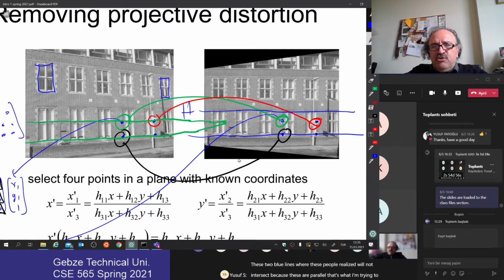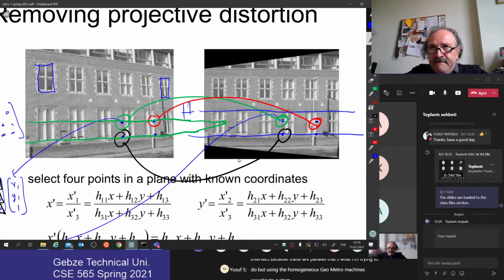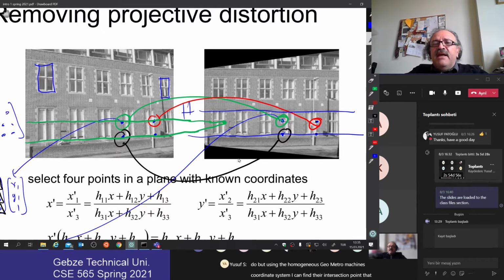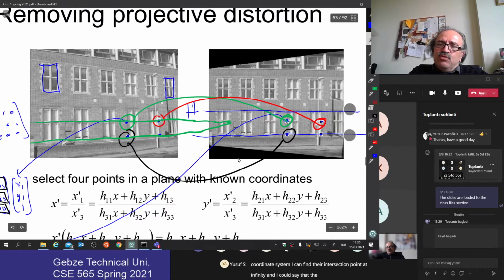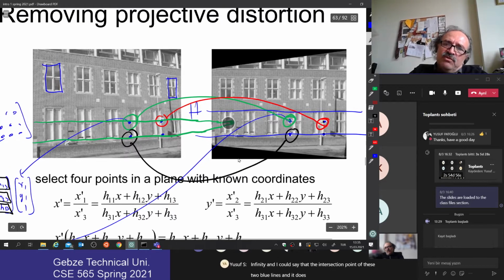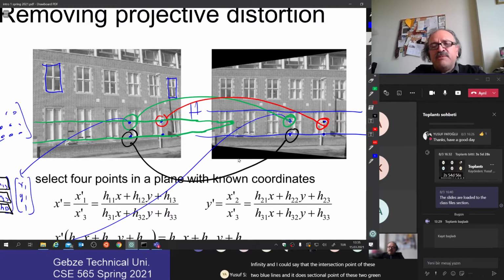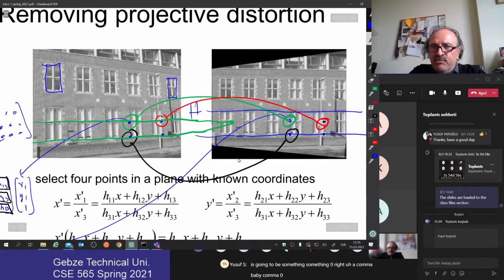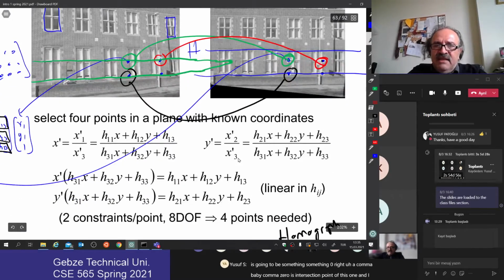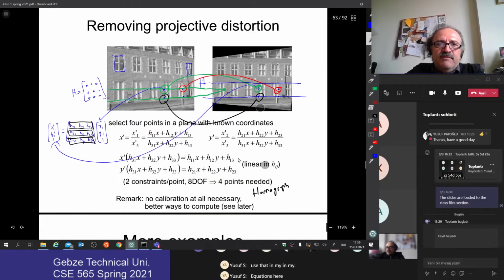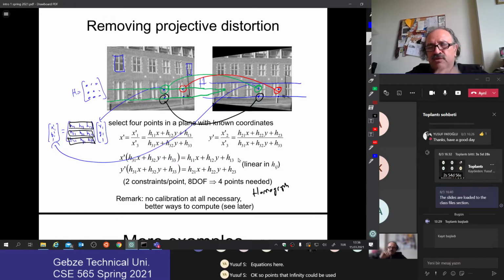But using the homogeneous coordinate system, I can find the intersection point at infinity, and I could say that the intersection point of these two blue lines and the intersection point of these two green lines correspond to each other. So as one of my correspondences, I could use that one. It is going to be something, 0, right? A comma B comma 0 is the intersection point of this one, and I can use that in my equations here. Okay, so points at infinity could be used for establishing homography, and your homework actually includes that one.